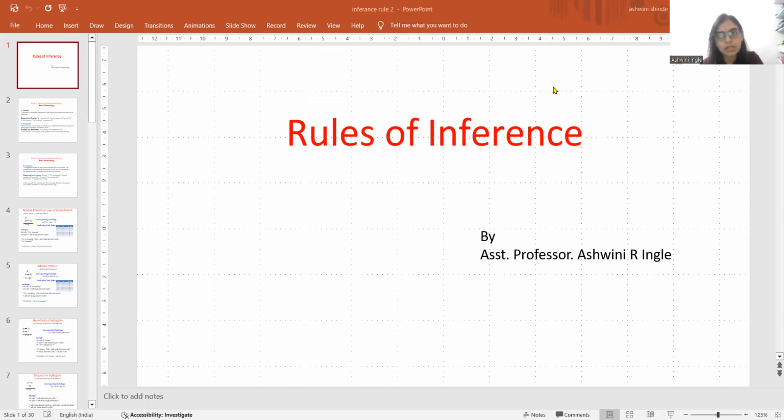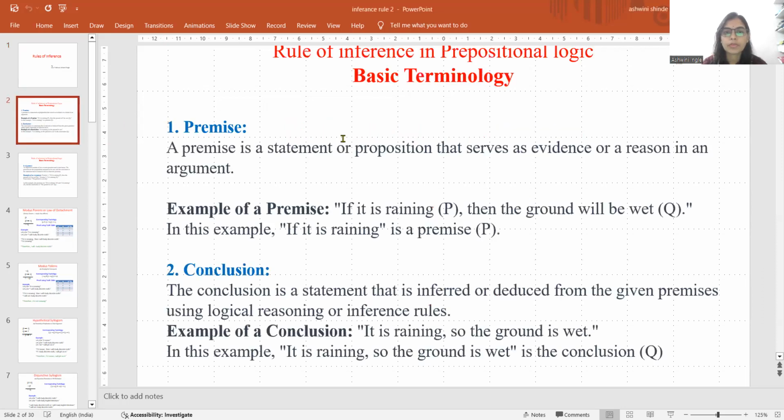Now let's start with the basic terminologies of inference rules. The basic terminologies are premise, conclusion, arguments, and valid arguments. So, premise. A premise is a statement or proposition. Everyone knows what a proposition is. A proposition is any statement that has a truth value, true or false, but not both.